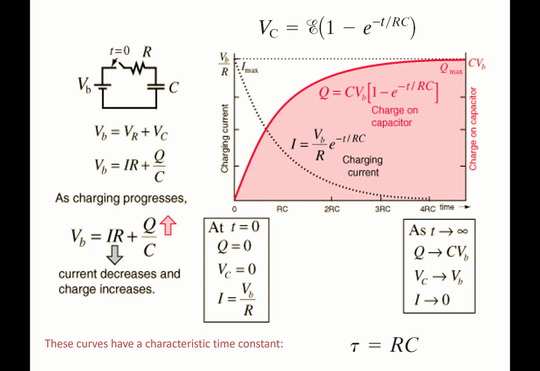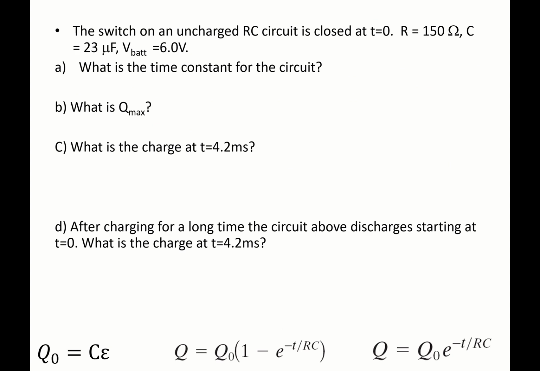When you're charging, the charge and the voltage start at 0 at t equals 0. The current starts at its maximum value, which is the battery voltage divided by the resistance. And when you go to t equals infinity, the voltage on the capacitor becomes equal to the voltage on the battery. The charge then becomes its maximum value, which is C times the voltage on the battery, and the current goes to 0. So we just need to remember those and be able to do math with them.